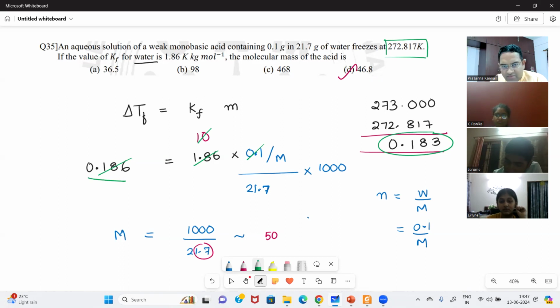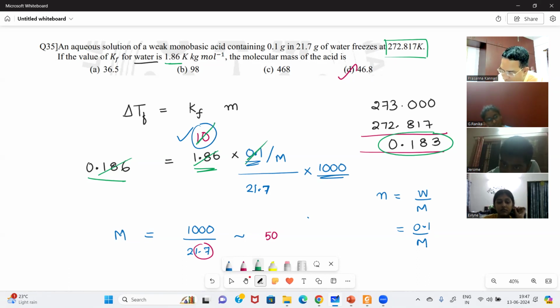I made it 0.186. It doesn't make much difference. Why did I make it 0.186? Because Kf for water is 1.86. So it becomes 10 times, right, Evelyn? That's the first approximation I did. Is it okay? The next is weight, 0.1 gram divided by molecular mass. That's fine. 21.7 gram of water, right? So grams, I multiplied by 1000 here. That's clear, right? Yes, sir.